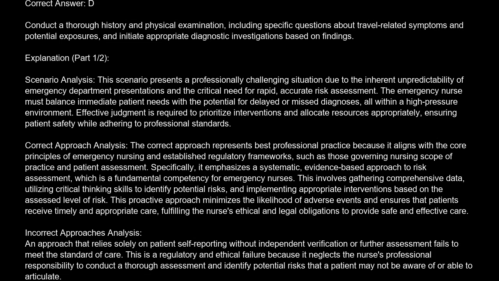The correct answer is D. Conduct a thorough history and physical examination, including specific questions about travel-related symptoms and potential exposures, and initiate appropriate diagnostic investigations based on findings. Explanation.